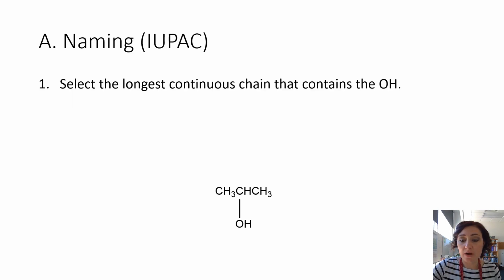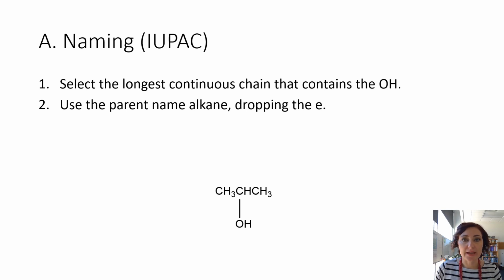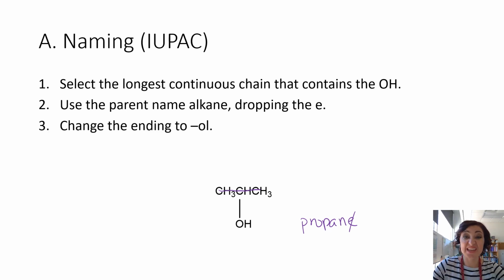All right, so we're going to start where we always start with every molecule that we try to name. We are going to find the longest continuous chain of carbon that contains that hydroxyl group. Then we're going to take the parent alkane name and drop the E. So if we were working with, say, what we have below, the longest chain that includes a hydroxyl group is 3 long. So the alkane name is propane. I drop that E, and then I'm going to change the ending to OL. So what was propane becomes propanol.